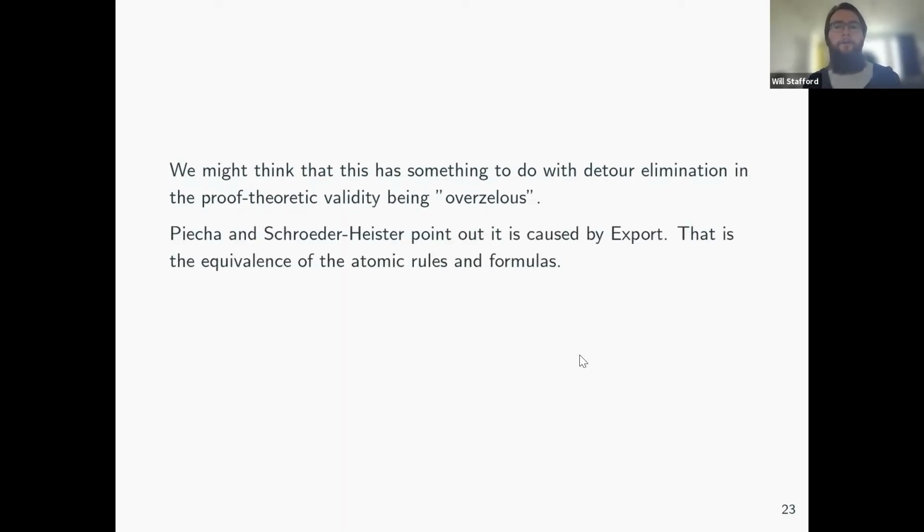Well, Piecha and Schroeder-Heister in their proof attribute Harrop's rule showing up to a property called export. What export means is that whenever we have a set of atomic rules, we can swap it instead for assumptions, and when we have assumptions, we can swap it for atomic rules. That suggests that something is going on with the atomic formulas, but as stated in that way, it's just not clear what's happening with the proofs.